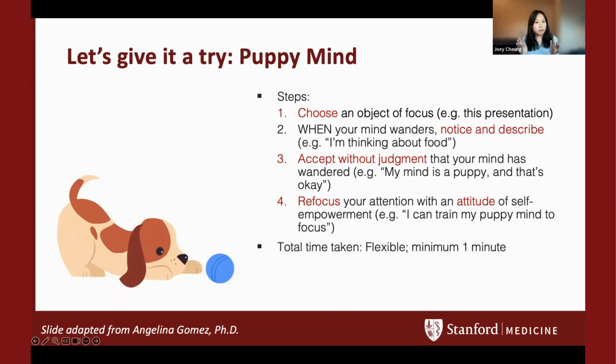So this doesn't take very long. You can do it for a minimum of a minute. You can do it for longer. But I ask that as we go through the rest of this presentation, see if you can notice and try to engage a little bit in puppy mind. If you notice yourself wandering away from our presentation, that's totally okay. Notice it, observe it, describe it non-judgmentally. Allow yourself to acknowledge that it's okay for your mind to wander, and tell yourself you're capable of training your mind to focus on the thing that you want to focus on.